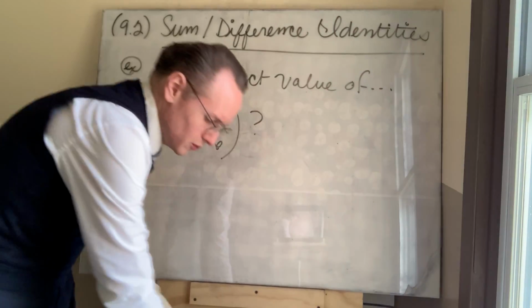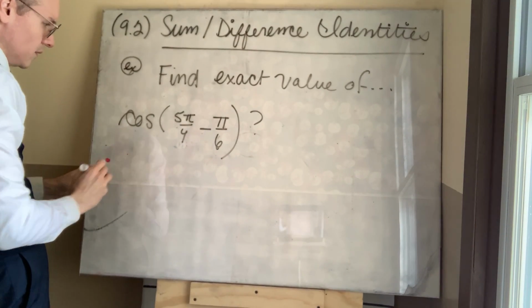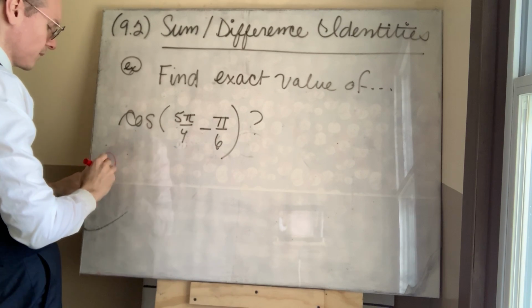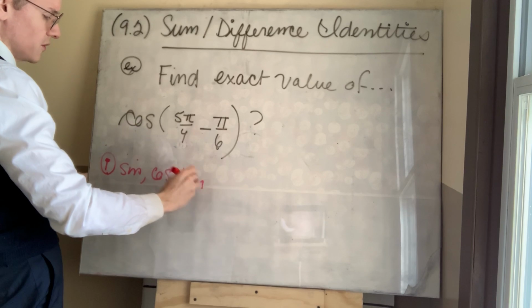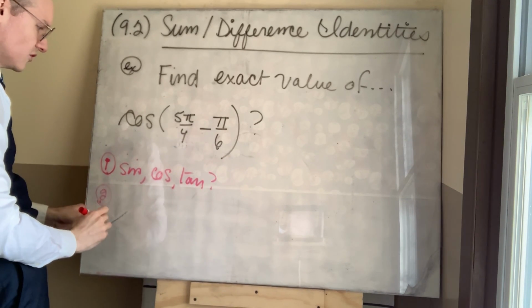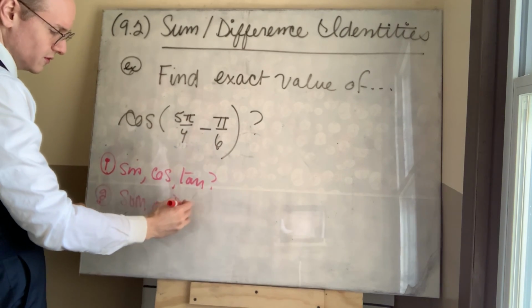A couple of things that you would do for a strategy. Number 1, decide whether you have a sine, a cosine, or a tangent that you're working with. Number 2, decide whether it's given to you as a sum or given to you as a difference.